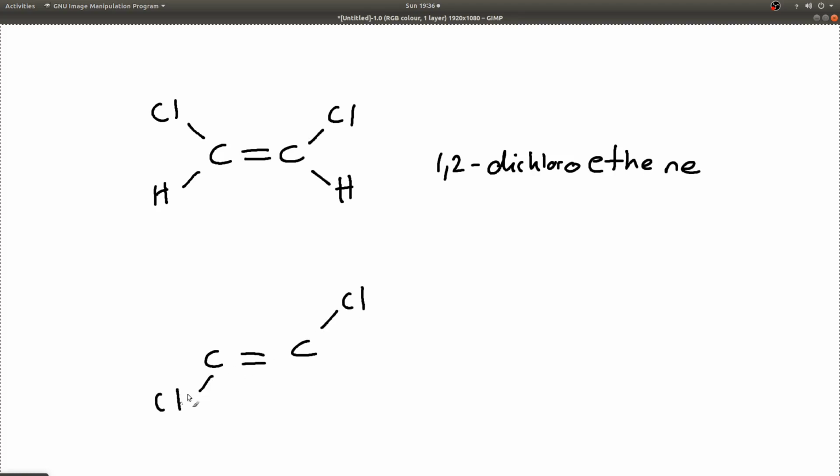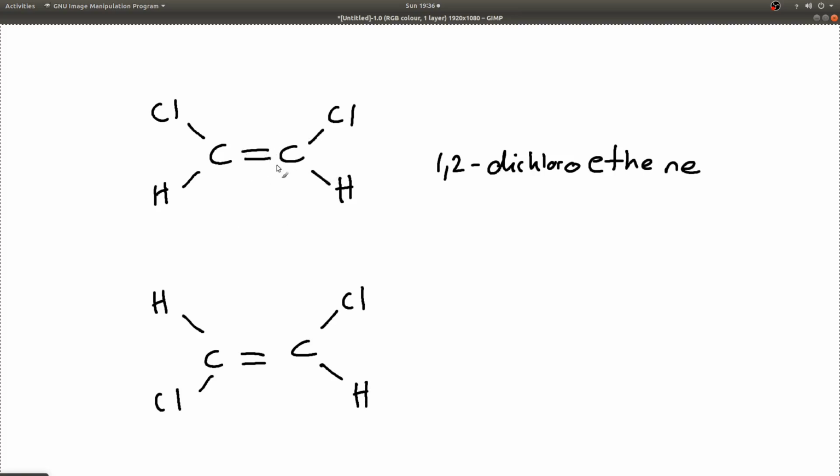Now, what's special about this molecule is that it does show geometric isomerism, because if I draw the hydrogens and chlorines, instead of being on the same side of the double bond, on opposite sides of the double bond, I've actually produced an isomer. This molecule is different to this one. And the reason for that is the presence of this double bond here prevents rotation.